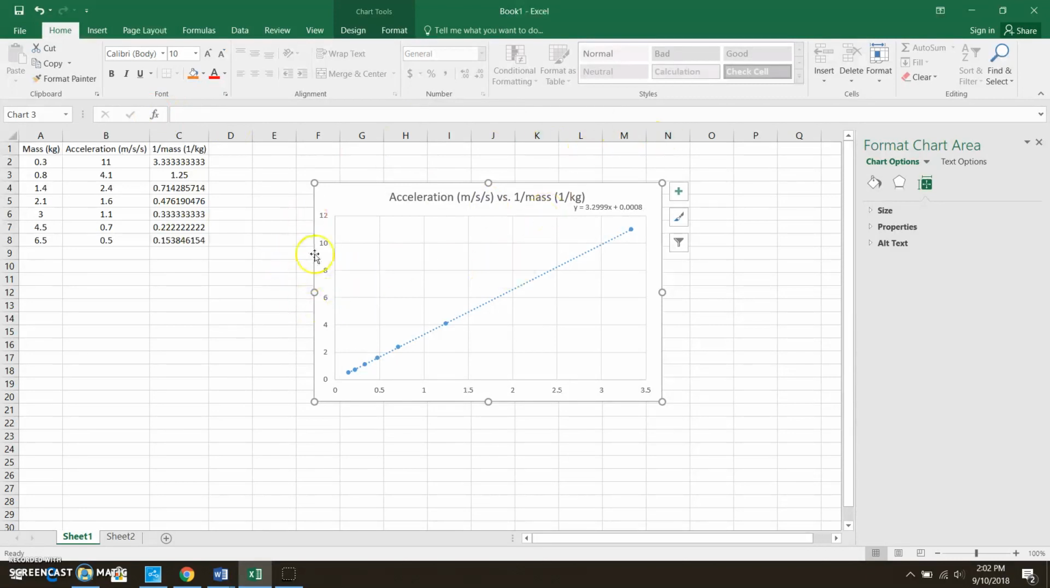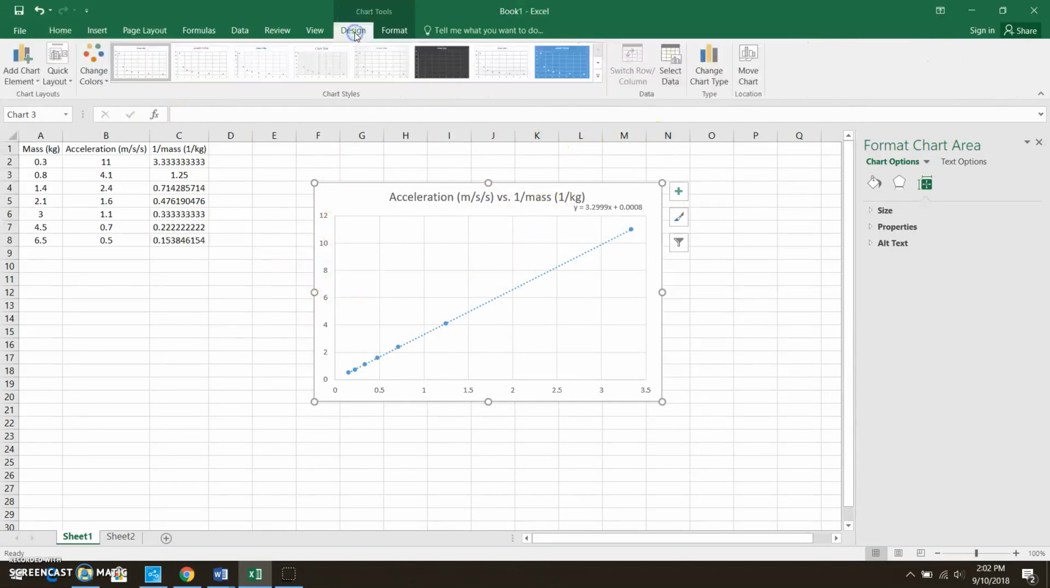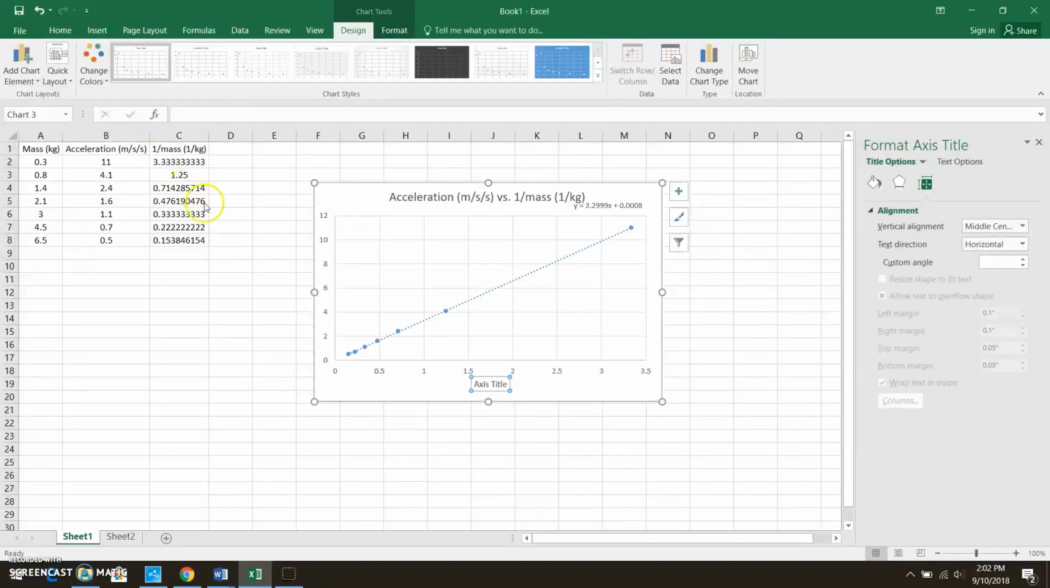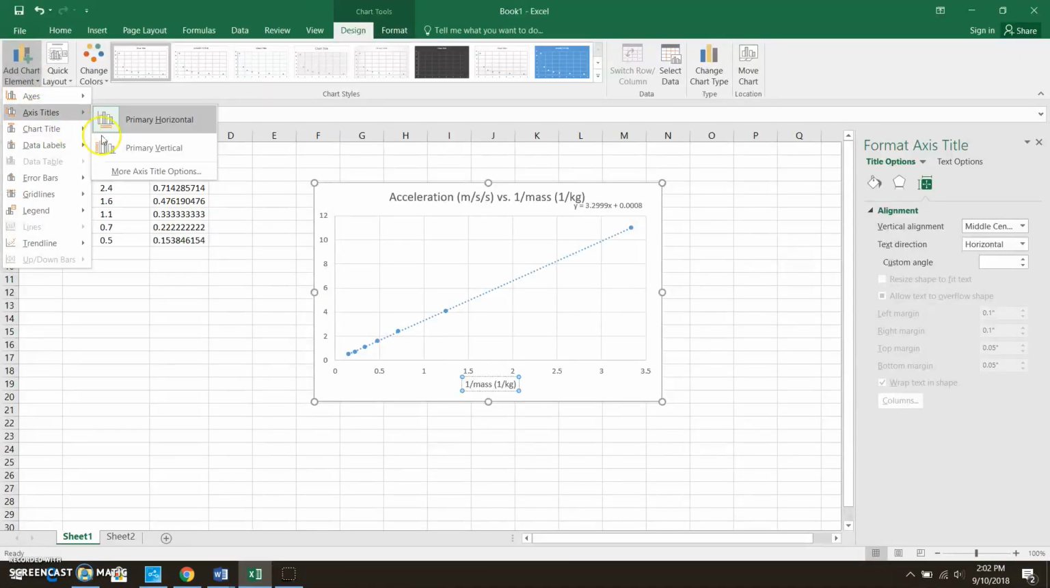Now if we want to add in axis titles, we go up to design here, and we can add chart element. So we can go to axis titles, we go to primary horizontal, so this is our x-axis, and this is 1 over mass, and our units there are 1 over kilograms. And we can do the same thing for vertical. You just go back up here to add chart element, axis titles, and this would be primary vertical.